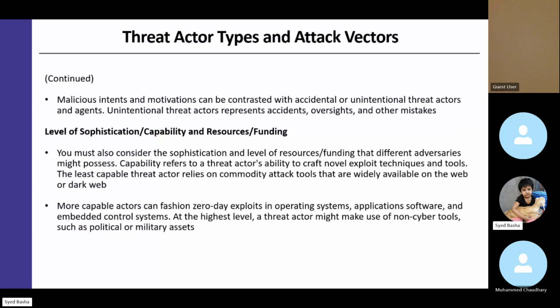Another thing is the level of sophistication, capability, resourcing and funding. This is very important, because as I mentioned previously, for the script kiddie, they don't care, because they don't have that much knowledge. He doesn't even have any kind of motivation. He's just curious about some attack, just learning something, so he buys some malware for $5 or $10, and then he's attacking.